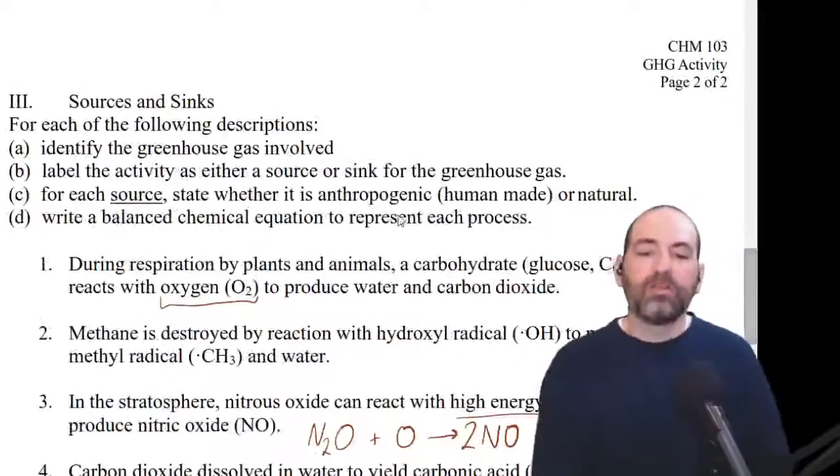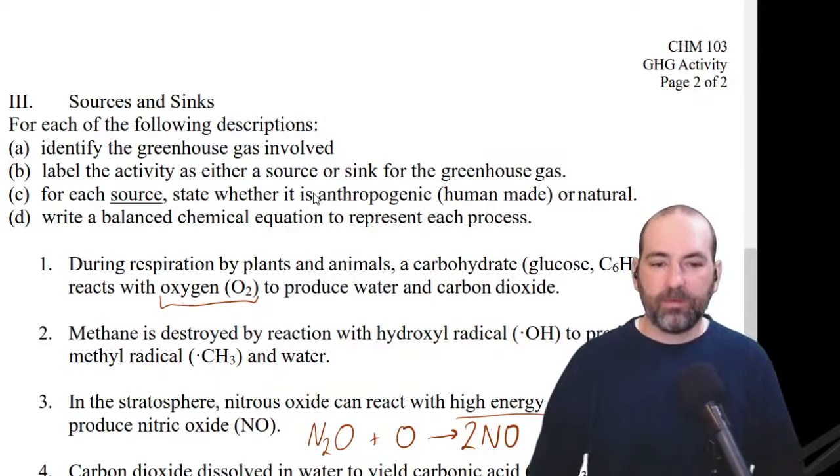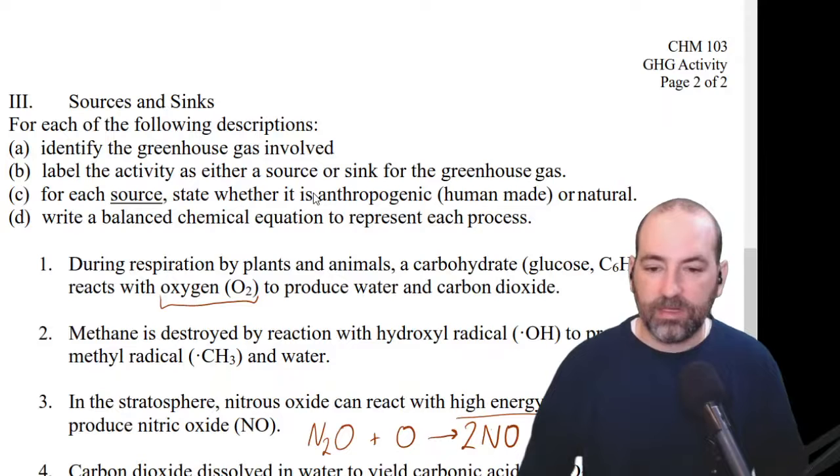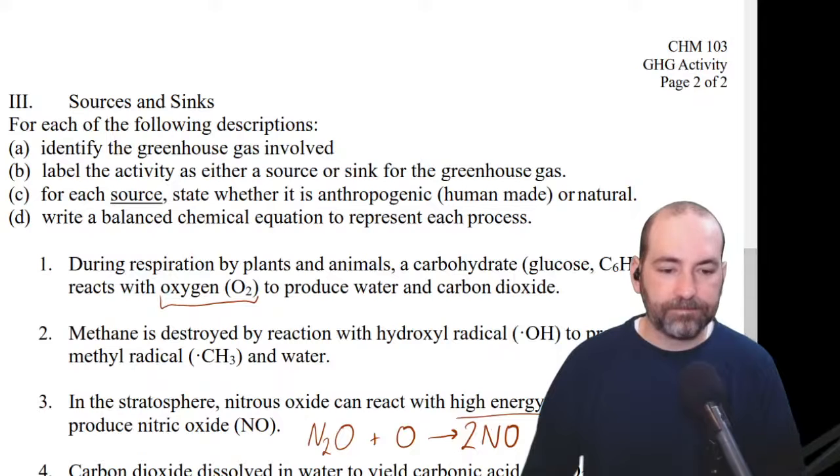Hopefully it goes well. Don't forget, besides the balancing, you also want to identify the process as a source or a sink for the greenhouse gas. And you want to say whether it's human-made, anthropogenic, or natural. And then finally, you'll have that equation that we just worked on. So hopefully you don't have too much trouble with that activity.